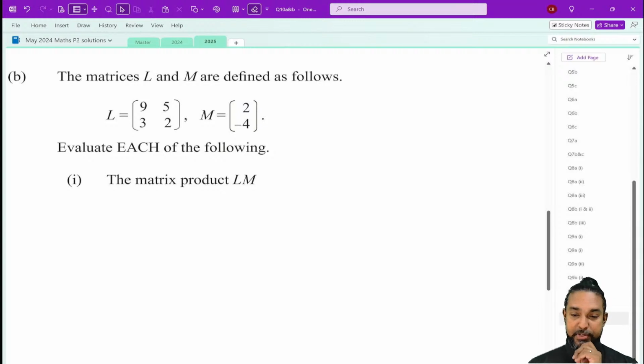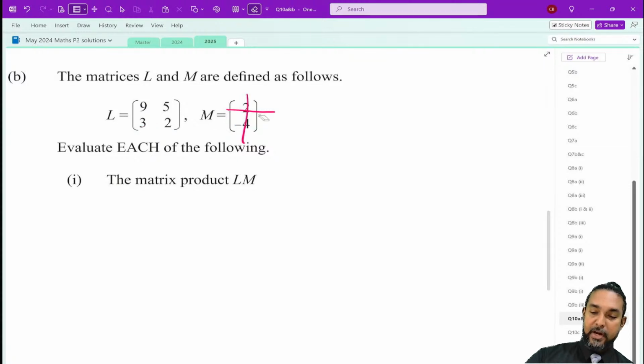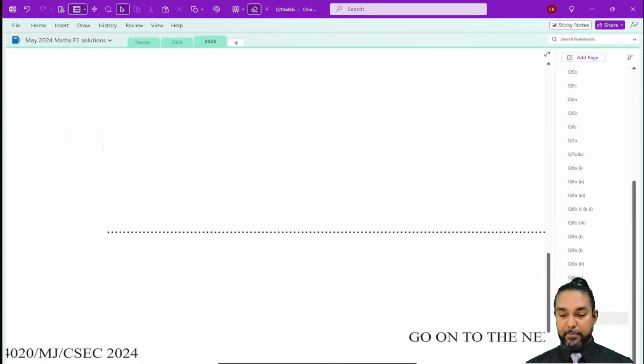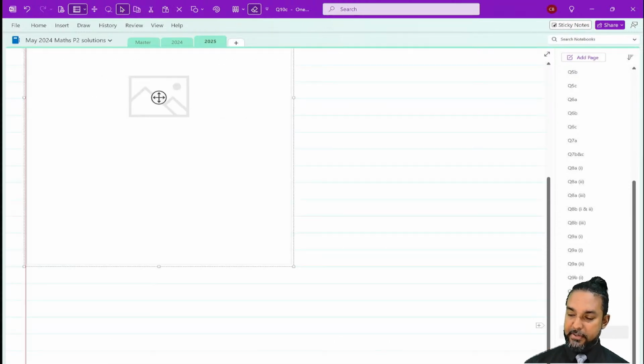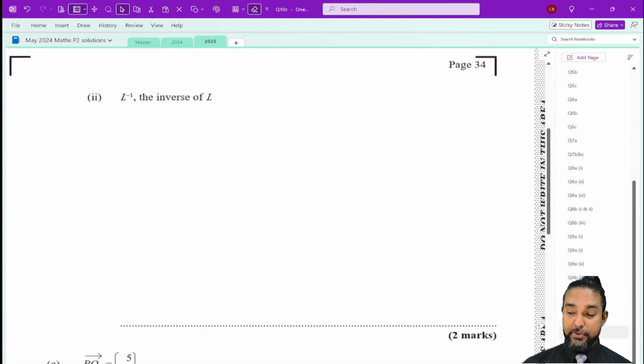All right, so the matrices L and M are defined as follows. L is a 2 by 2 matrix, and M is a 2 by 1 matrix. Evaluate each of the following: the matrix product LM, and then L inverse.